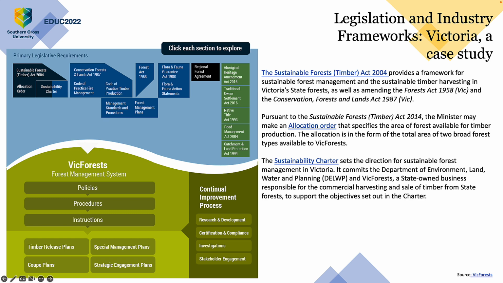And then there's a sustainability charter, and most states will have something like that, which sets the direction for sustainable forest management in Victoria. It commits the department and various department agencies to being able to sustainably manage the industry in Victoria. Now, the thing with sustainability, when you think about the people that rely on jobs in the industry, and the towns, particularly rural towns that rely on employment, having a sustainably managed industry is actually desirable for a wide range of stakeholders.